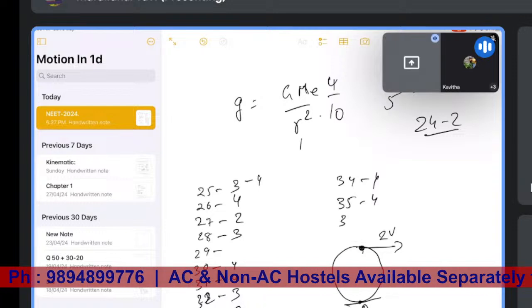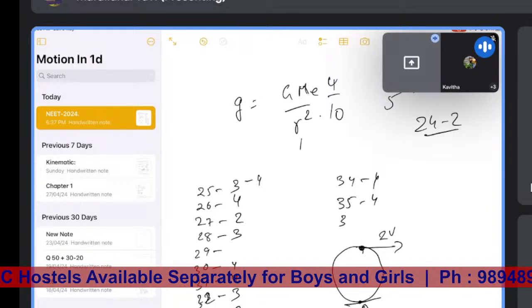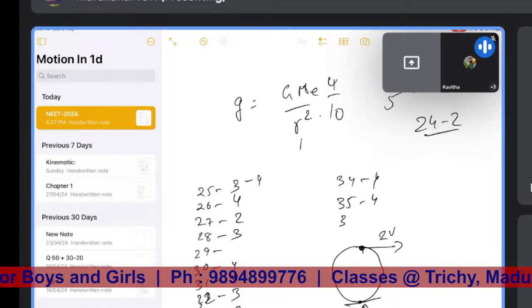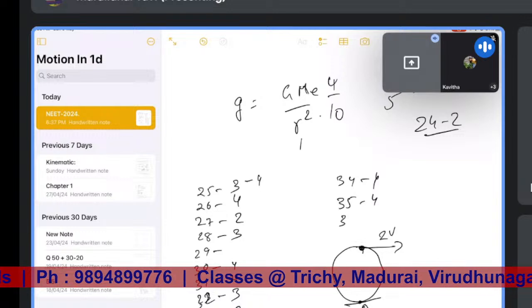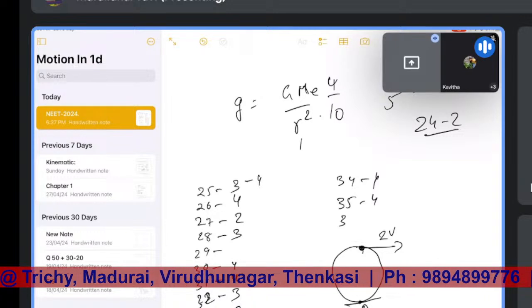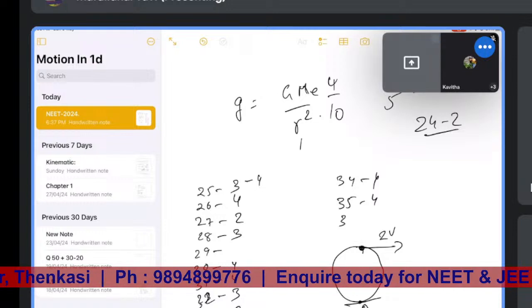Question number 29. In a uniform magnetic field, they have given you the field. A magnetic needle performs 20 complete oscillations in 5 seconds. The moment of inertia of the needle is given to you. The magnetic moment of the needle is x into something.